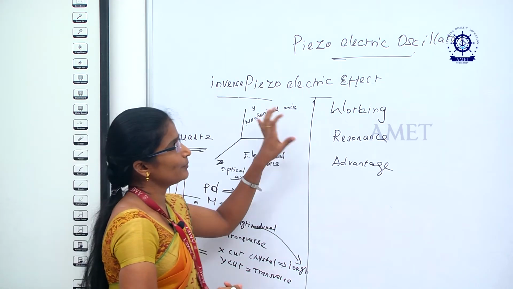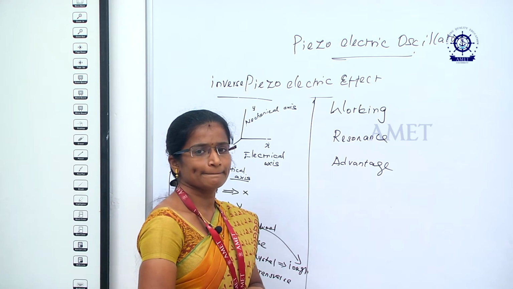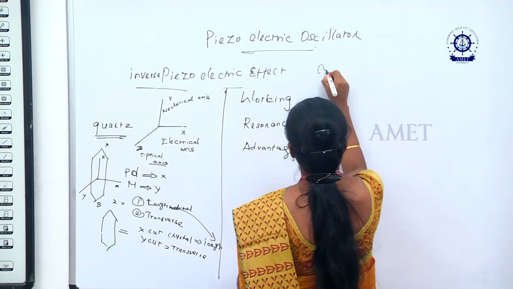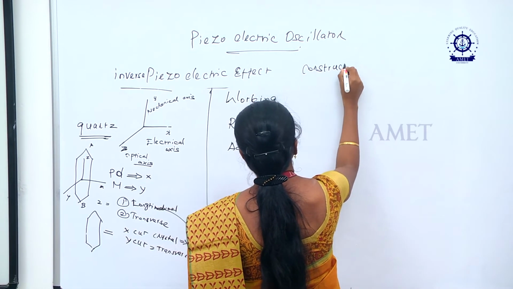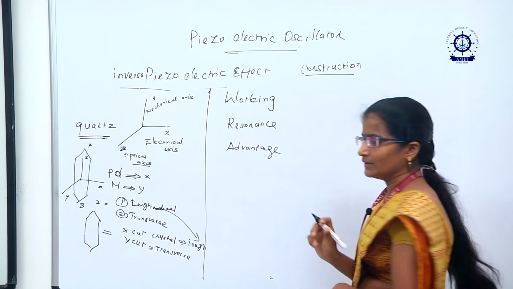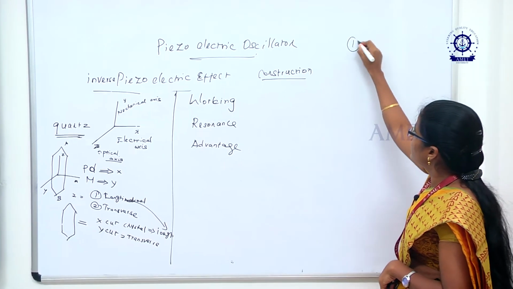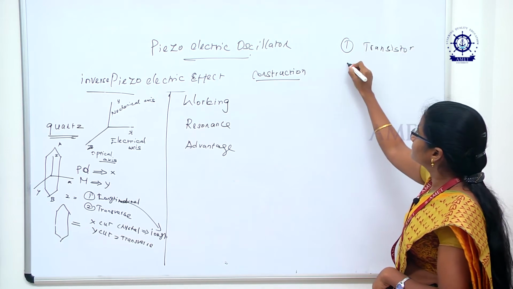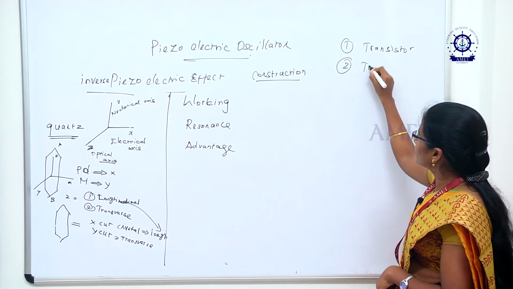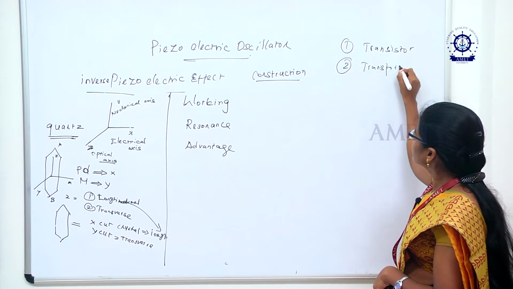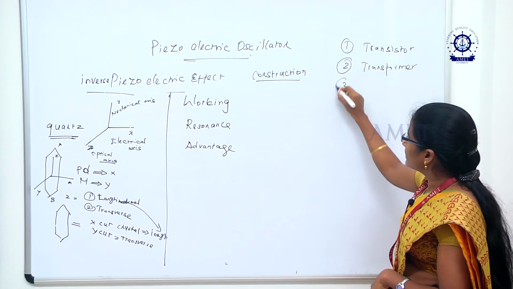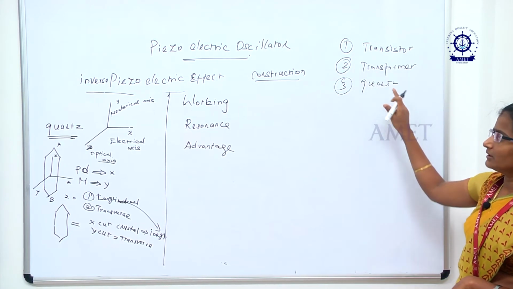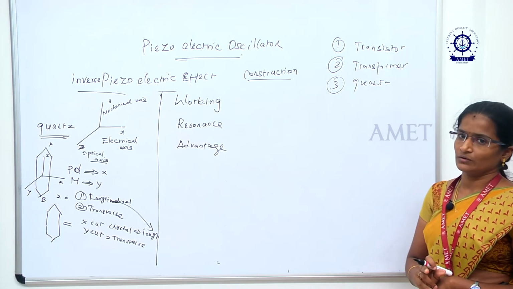Now, for the piezoelectric oscillator, what is its construction? We use three main components. One is a transistor, another is a transformer, and the next is the quartz crystal. These are the main things used in the construction of the piezoelectric oscillator.